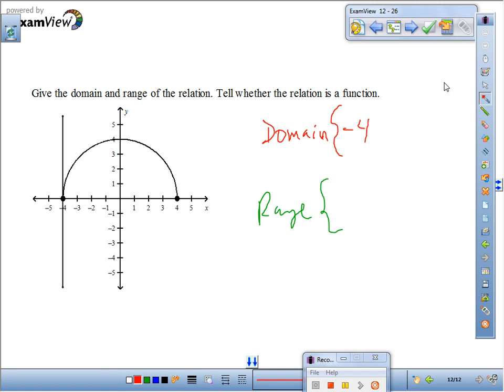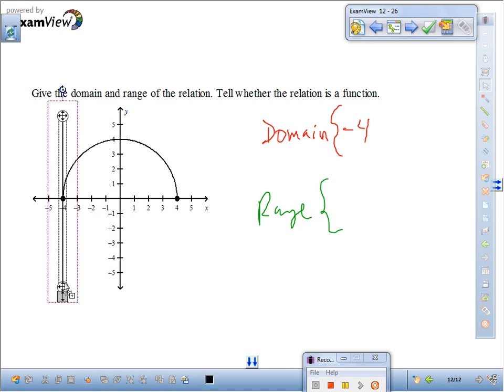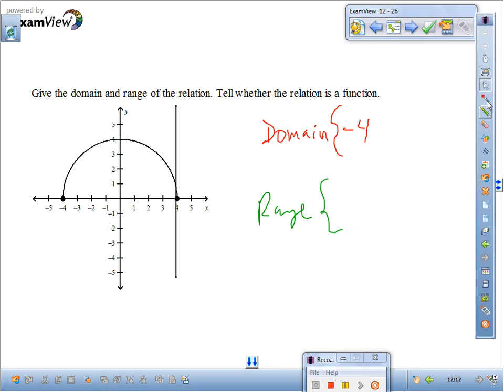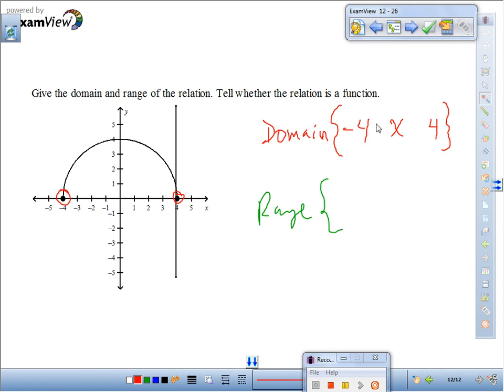Everybody there? And I'm going to keep scanning it. It goes all the way to what? 4. So then I space this out and I write 4. And for what variable is the domain? X. Now check this out. Is this one a solid point? So then this is less than or equal to, because it's a solid point.